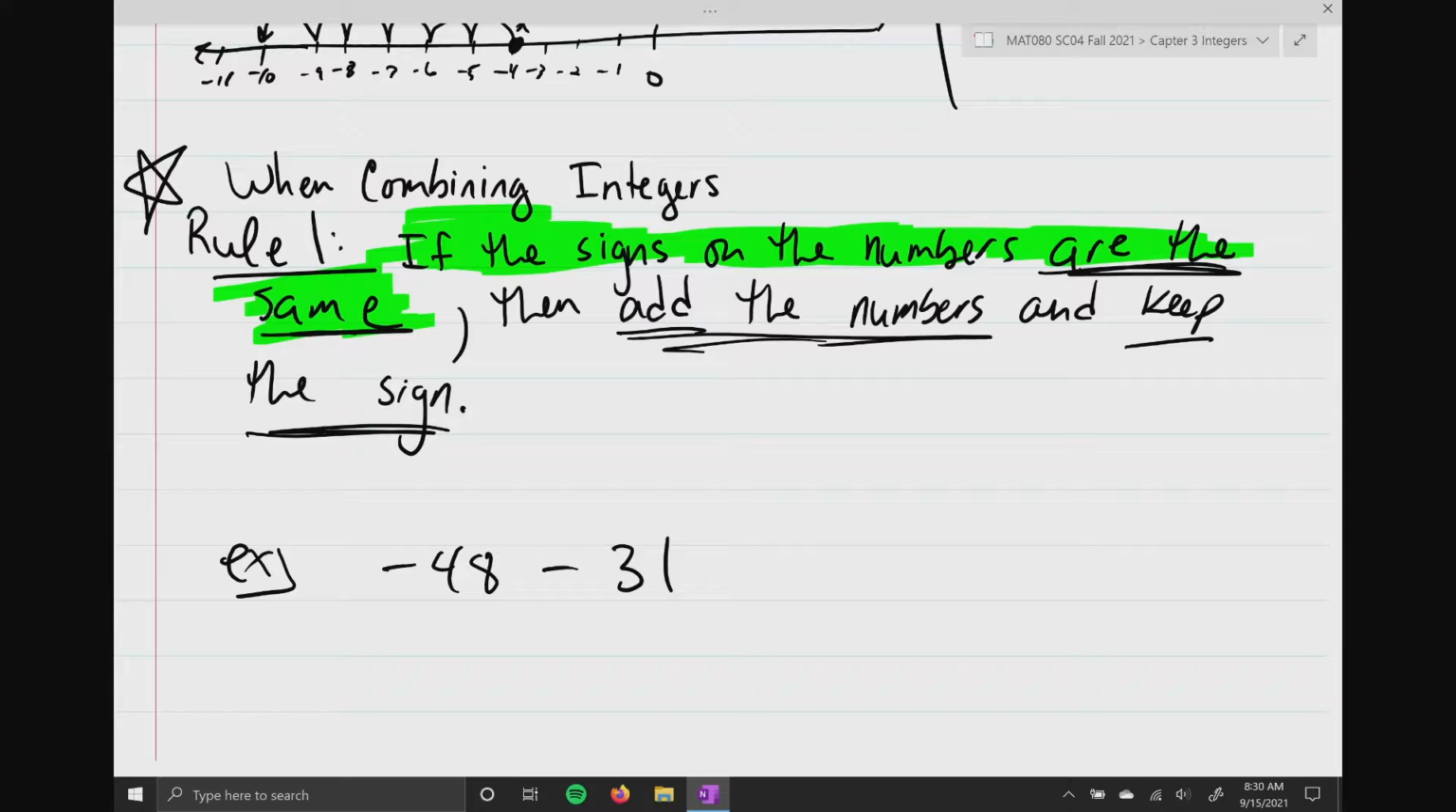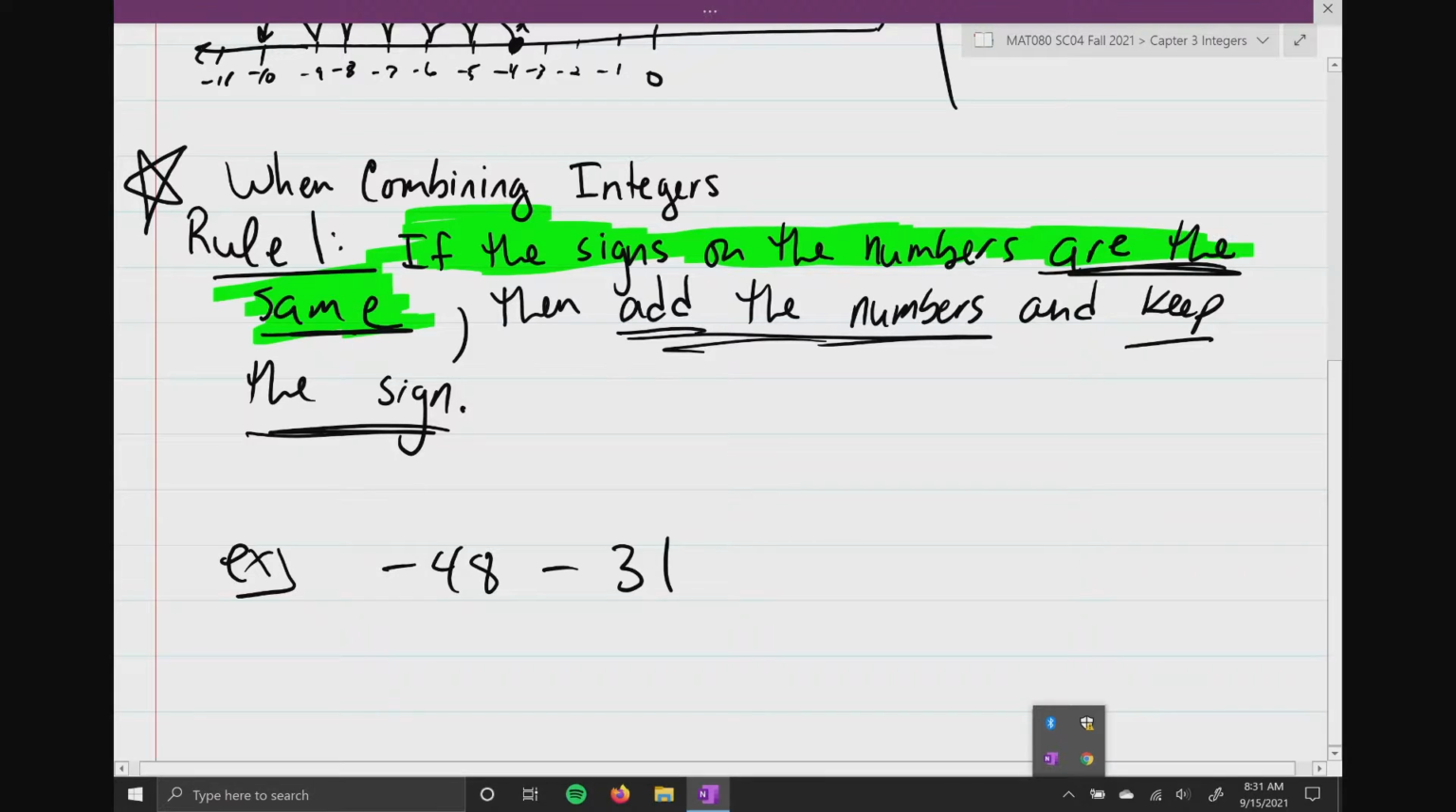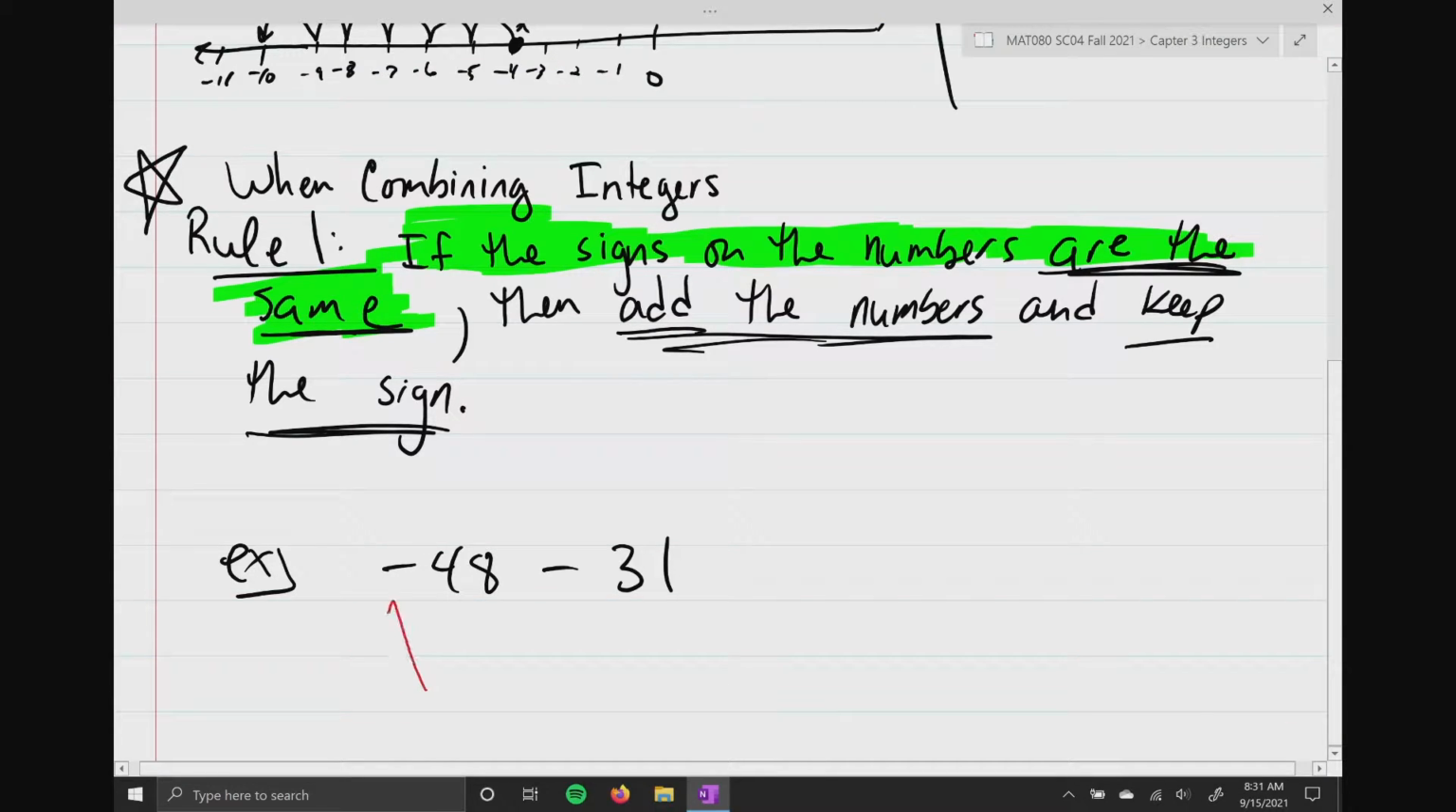What I want you to know is there's an if part. And that if part is the thing that you're trying to look at. All right, because like I said, you've never seen this problem before. Now, if you meet this condition, the signs of the numbers are the same. Well, let me ask you a question, everybody. The 48 has a negative sign in front.